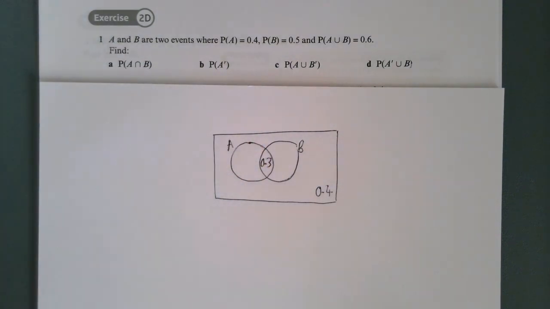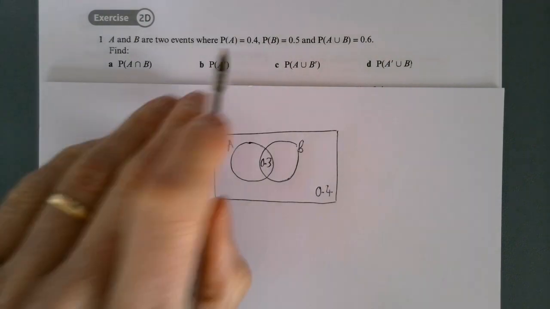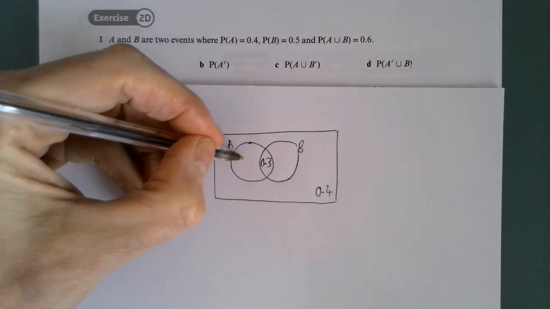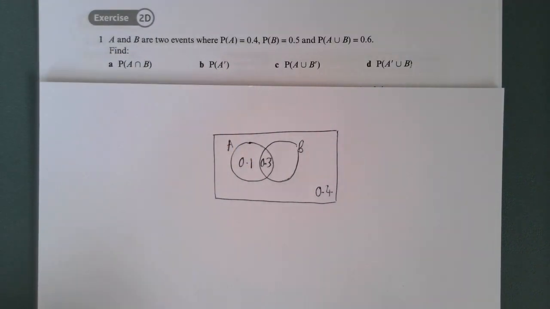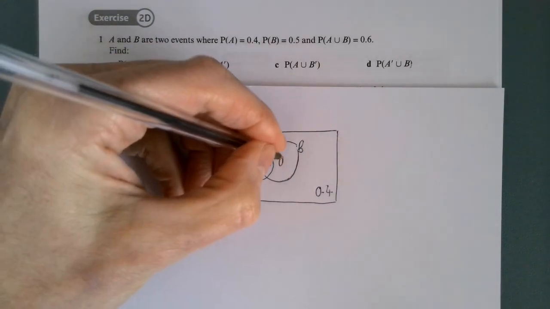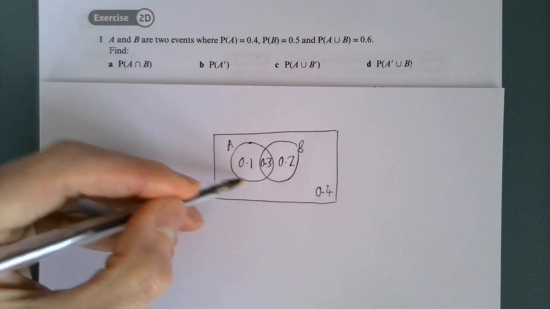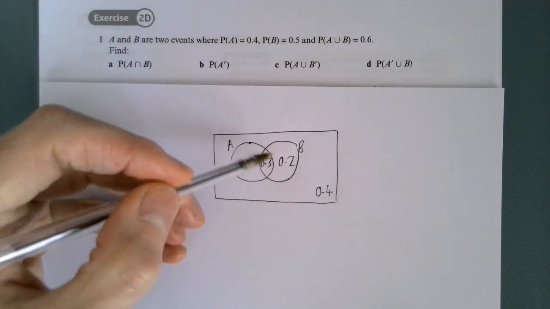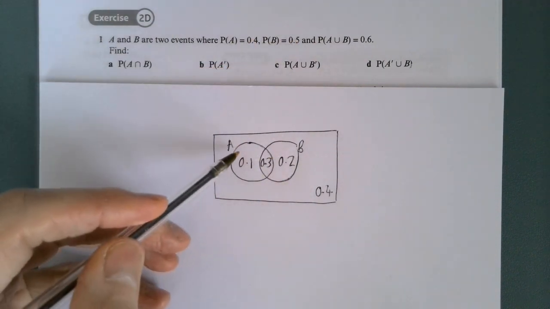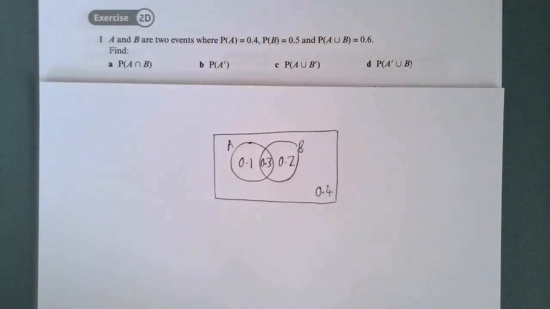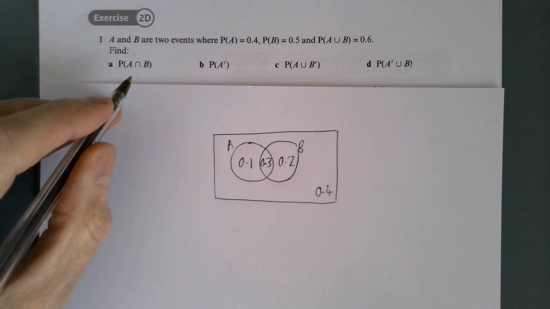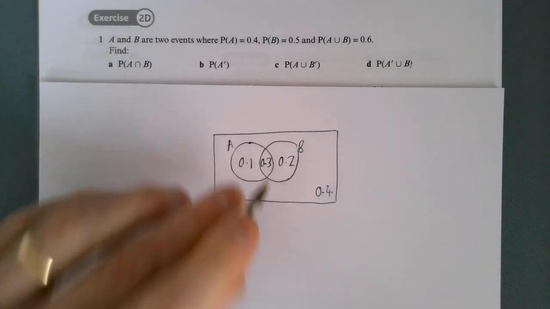I mean, we can work that out using the formula. I'm not sure we need to. And so that means if the probability of A is 0.4, then that's going to be 0.1. And if the probability of B is 0.5, that's going to be 0.2. So A adds up to 0.4, B adds up to 0.5, the circles add up to 0.6, and obviously everything adds up to 1. So A intersection B is 0.3.